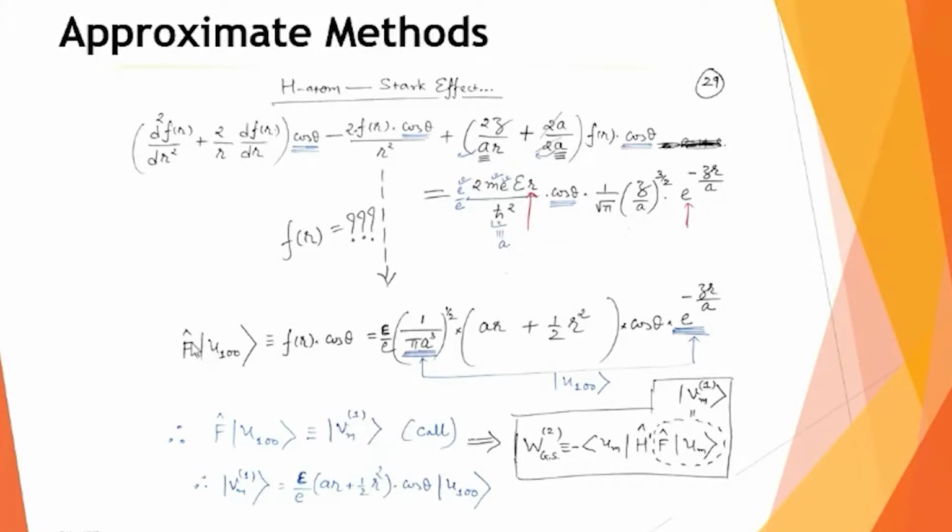So the effect of this operator f on a ground state function gives rise to the first order state function V m1, and this V m1 is nothing but this expression, where if I write this blue line part as U100, then my V m1 will be written as the electric field strength E upon electronic charge small e, then a r plus half a r square term, and the cos theta function that multiplies, that is, you can say, the modification to your U100, that is the ground state wave function.